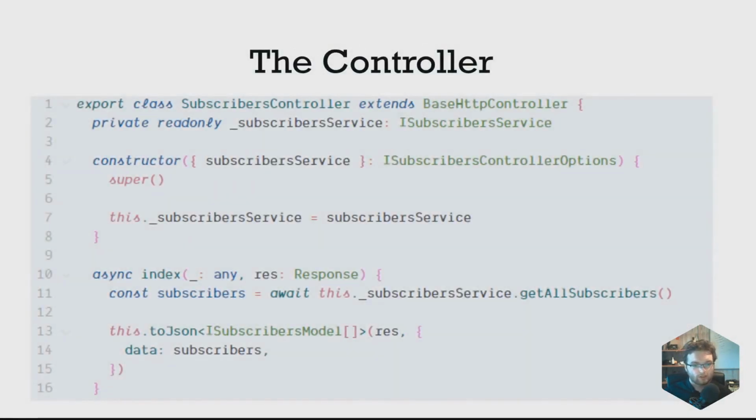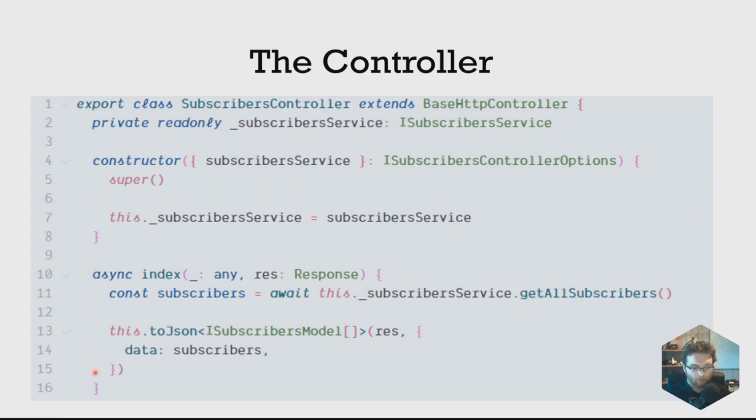To finish this example, this is a simple HTTP controller. As you can see, same thing as we did with the service, it's getting a service instead of a repository. We inject it and we set it. And then we have a method called index.